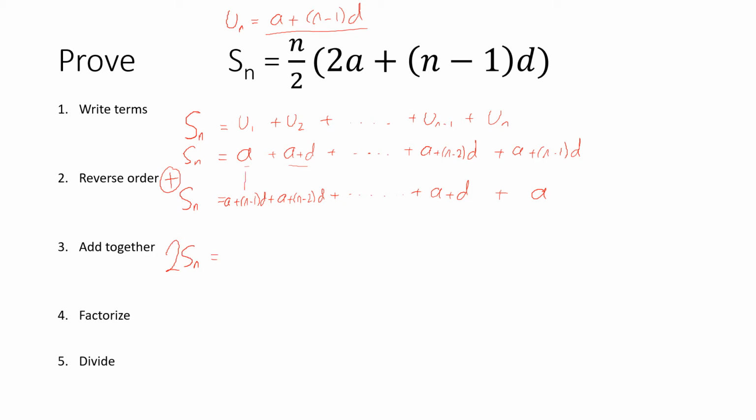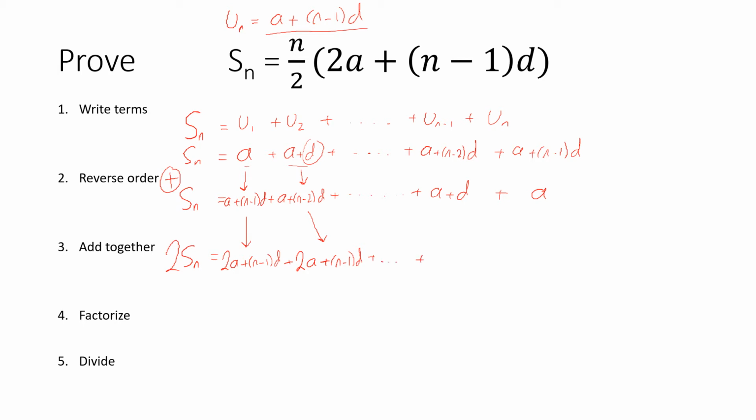I'm going to add the a to the a plus n minus 1 lots of d, and that's going to give me 2a plus n minus 1 lots of d. And then I'm going to add the a plus d to the a plus n minus 2 lots of d. That's still going to give me 2a, and I've got 1d over here and n minus 2 lots of d here. That's overall, again, n minus 1 lots of d.